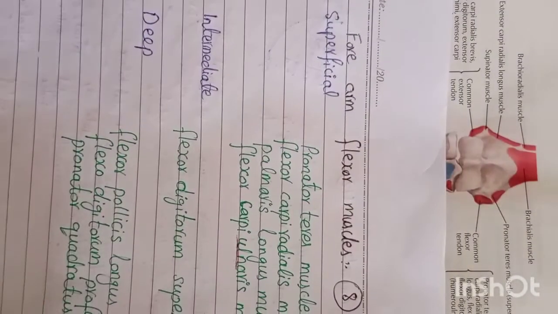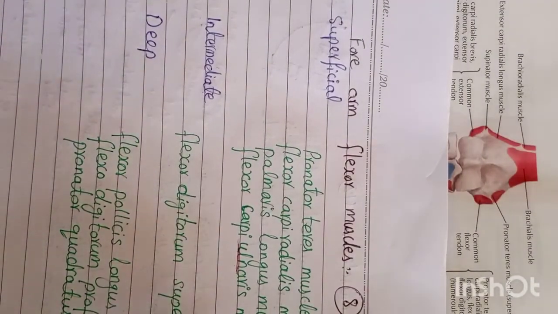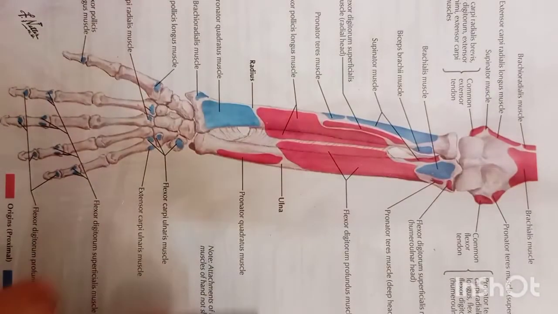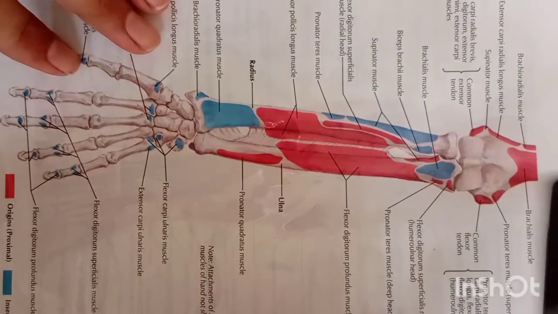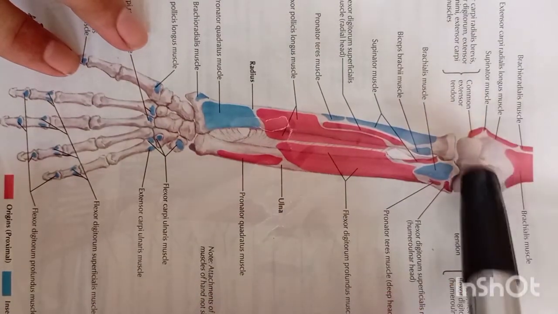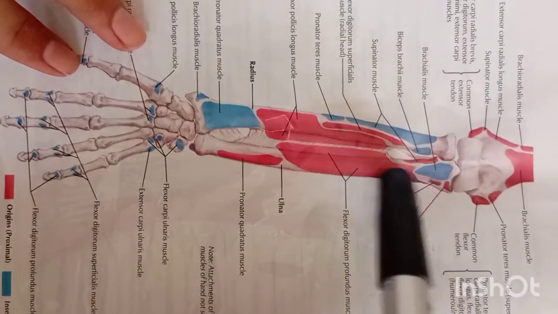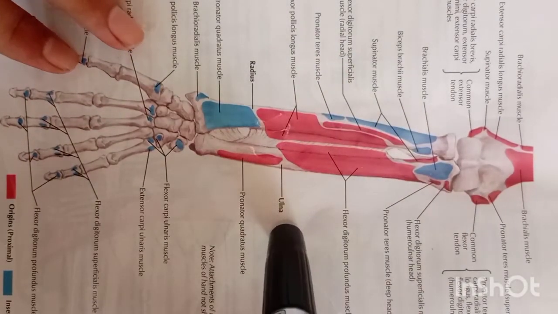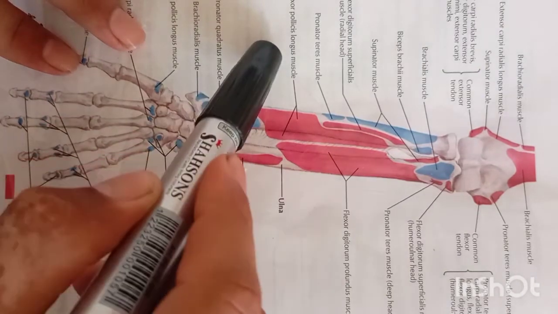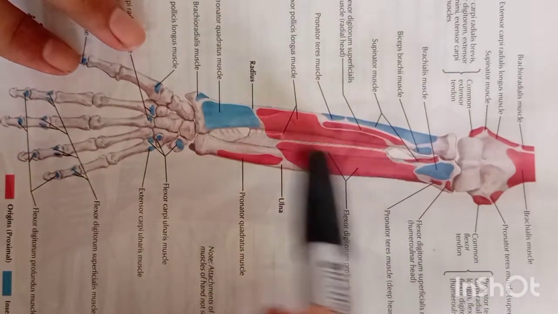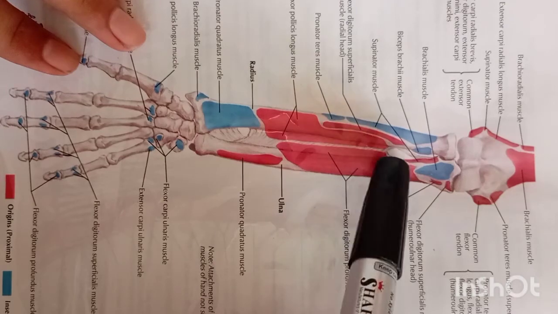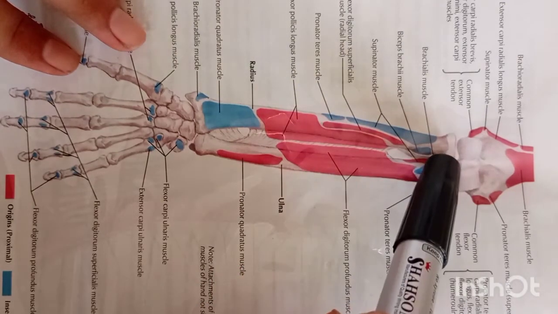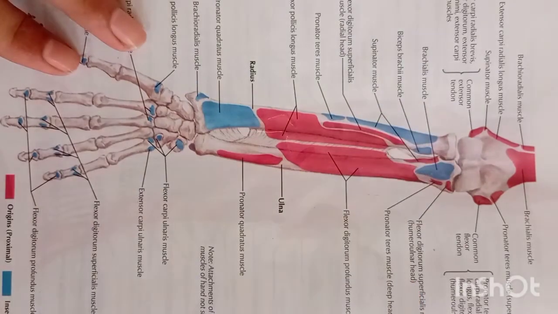Now we would discuss the origin and attachment of each muscle and their innervation. So in this diagram you can see this is the distal end of the humerus. This is the ulna, and laterally this is the radius. This is the medial side and this is the lateral side. Here the origin side of the muscles are colored in the red, and in the blue these are the attachment side of the muscles.